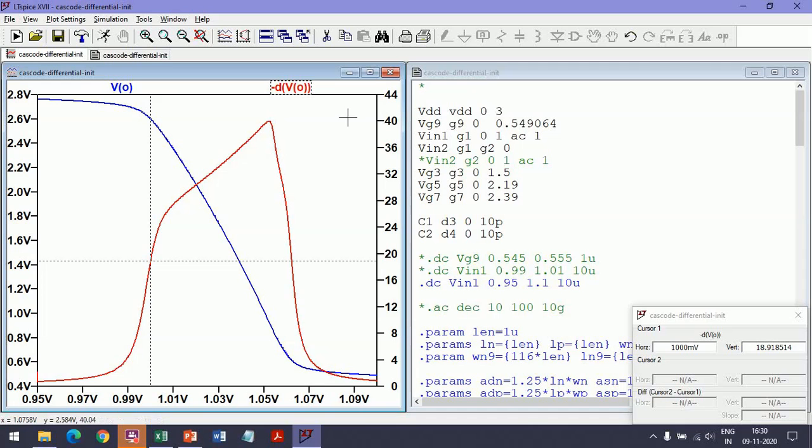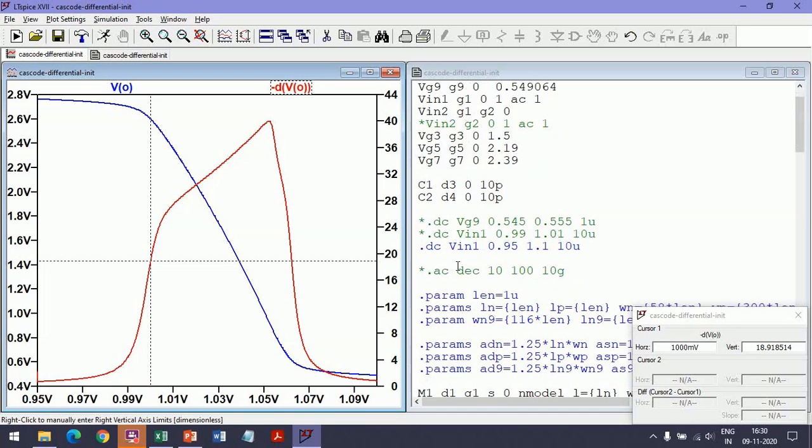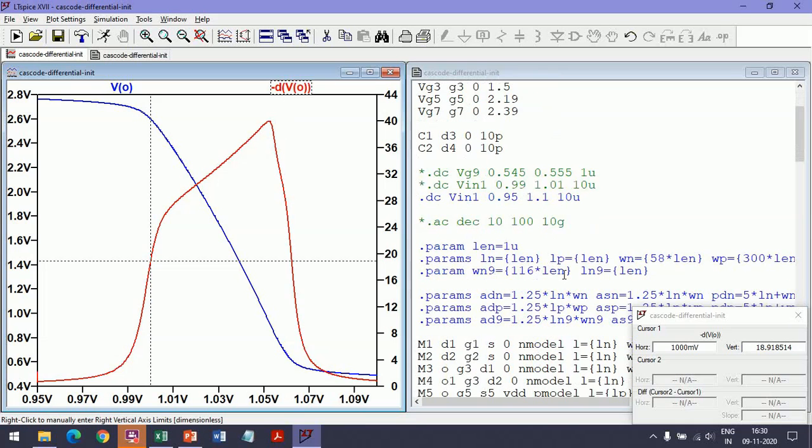Now this is 40, so we need to bring it down to 17 or below. The way we do this is to increase the length of M9. So where is M9? Here. We'll keep the W by L the same and increase the size. As I said, I'm going to shortcut this, and I figured that at 3 times the length works. So I make the length 3 times and the width also 3 times so that the W by L remains unchanged.